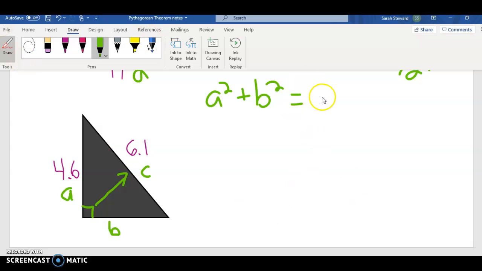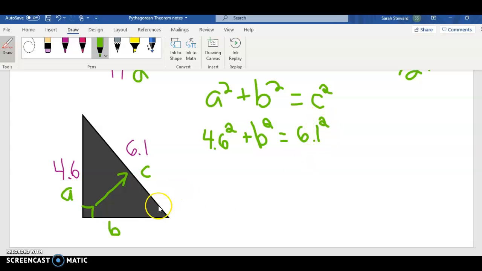So let's write our formula up here. And then we're going to plug in the values for the numbers that we know. All right, so A, we know that A is 4.6. So 4.6 squared, or raised to the second power. We do not know B, so we're going to leave it right there. B squared equals C squared.